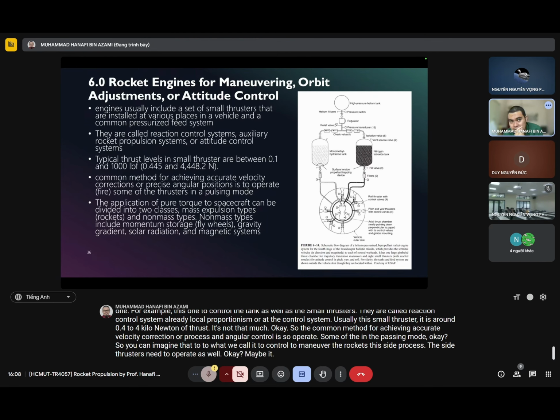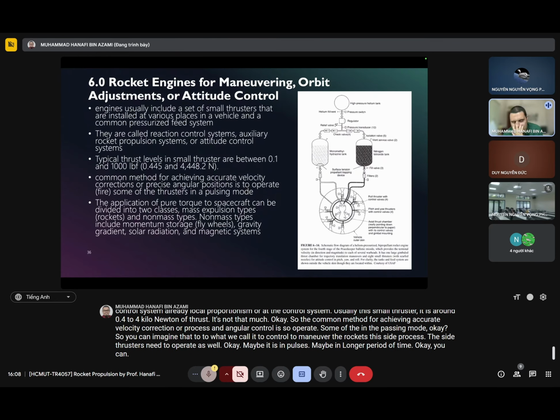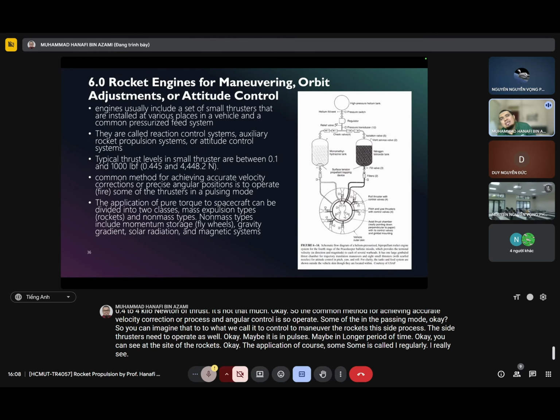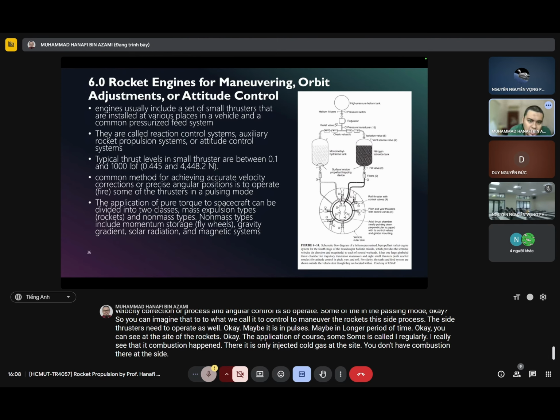Okay, maybe it is in pulses, maybe in a longer period of time. You can see at the side of the rockets, the application, of course, I rarely see that combustion happens there. It is only injected cold gas at the side. You don't have combustion there at the side.